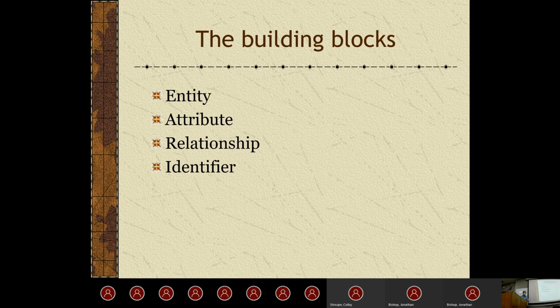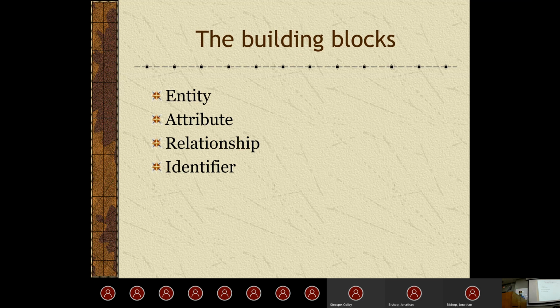Then lastly, we have an identifier. The purpose of an identifier is to uniquely identify each instance or occurrence of the entity. So it's going to be unique to each individual instance of said entity. So for example, with student, what do you think the unique identifier would be for student? ID, that's exactly correct. Damien, right?